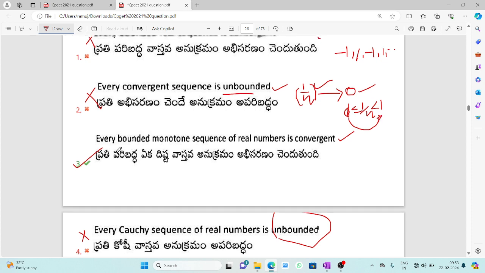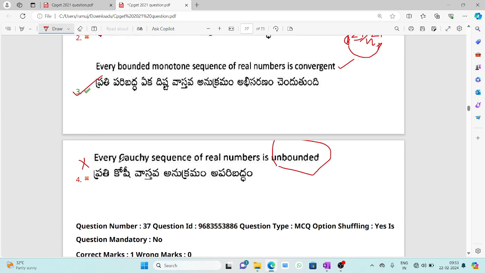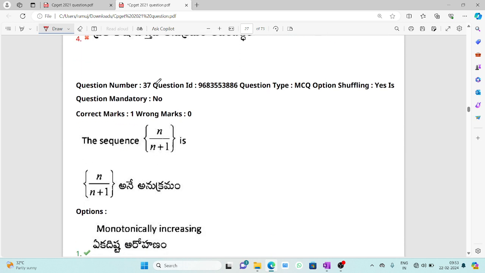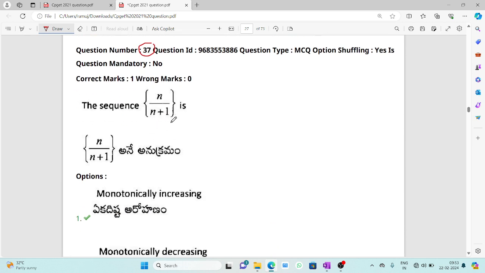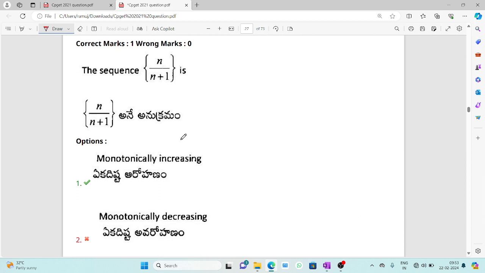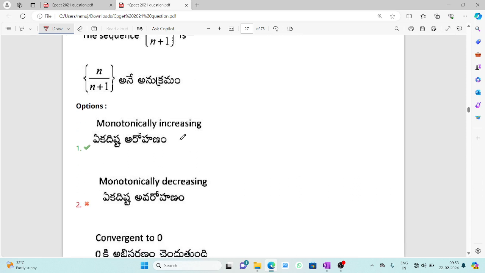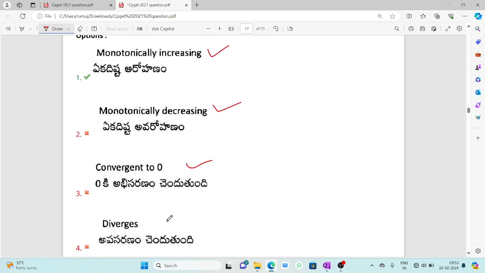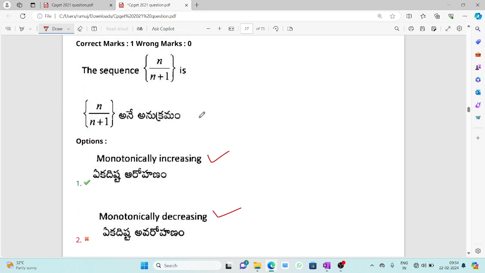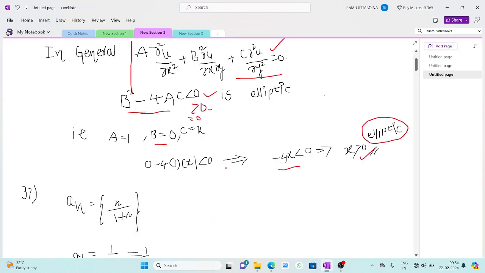We can say that option 3 is the correct option for this question. So question number 37 is: the sequence n divided by n plus 1 is... He provided some options: monotonic increasing, monotonic decreasing, convergent to zero, and divergent. We just solve this question by using some conditions.